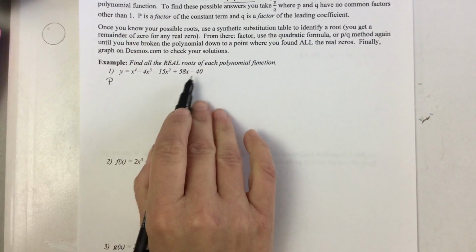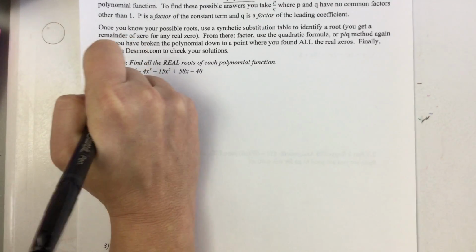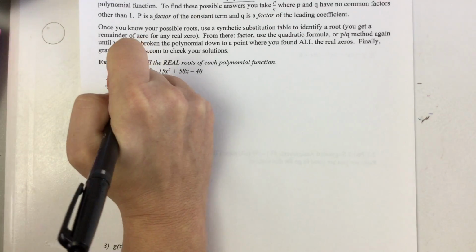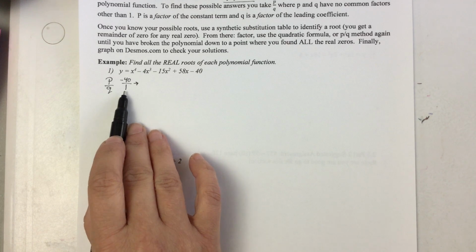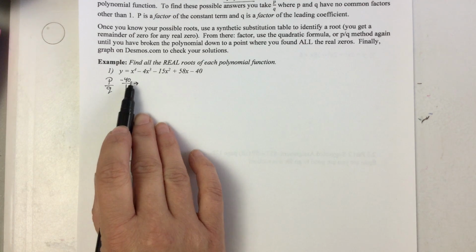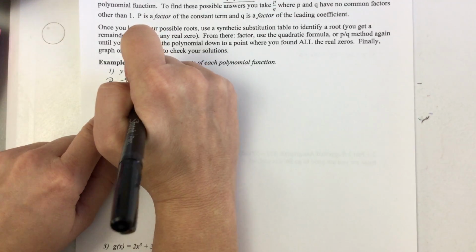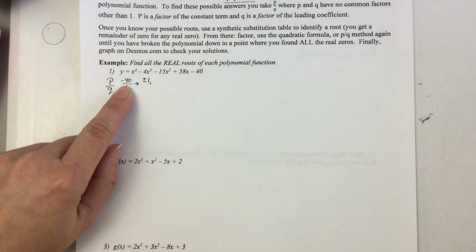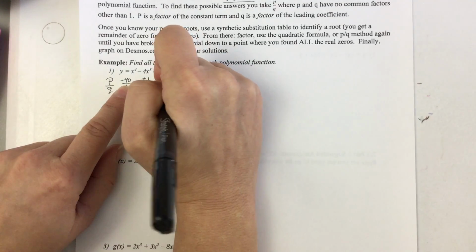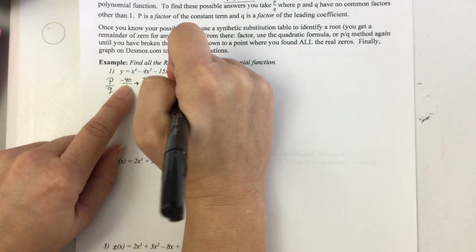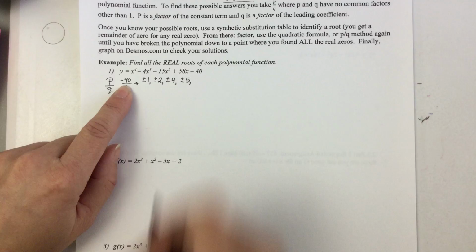P is your constant at the end, so P is negative 40 over Q. Q is the leading coefficient, and that's a 1. Now this is kind of nice. If we're starting off with a 1 on the bottom, that means our possible solutions are all of the factors of negative 40. What can I divide negative 40 by and not get a decimal? Well, positive or negative 1. I can divide 40 by positive or negative 2. Not 3, but 4. And 5. 40 is not divisible by 6, not by 7. Hey, it is by 8.